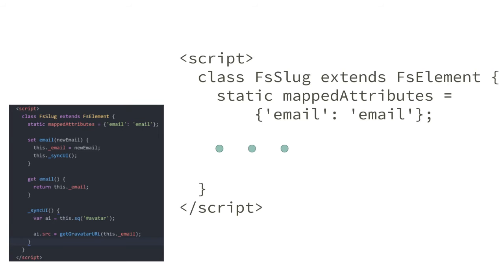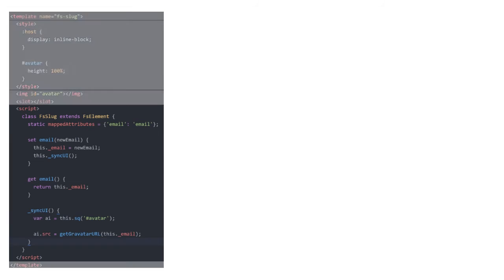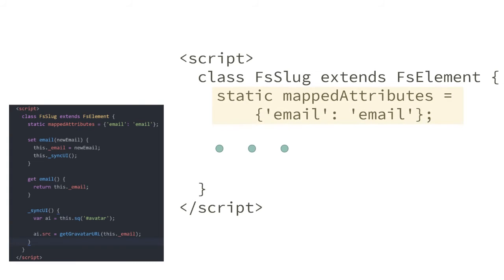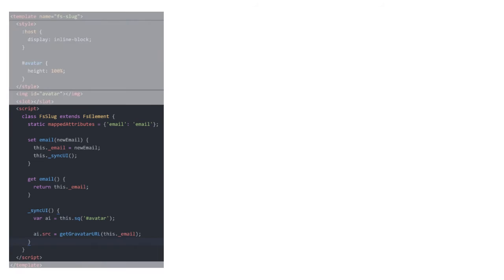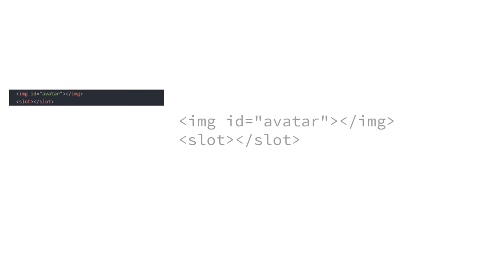The name of the class is automatically generated based on the tag name, using title case for each hyphen-separated word. In this case, FS slug extends FS element, a common superclass for all components in the FlipStream application. The FS element class extends the plain HTML PH element class, which extends HTML element and also offers some additional functionality, like reflecting attributes to object properties. For instance, the FS slug element maps the email attribute to the email object property. That means that it is possible to initialize custom elements by providing attribute values in your HTML source code.